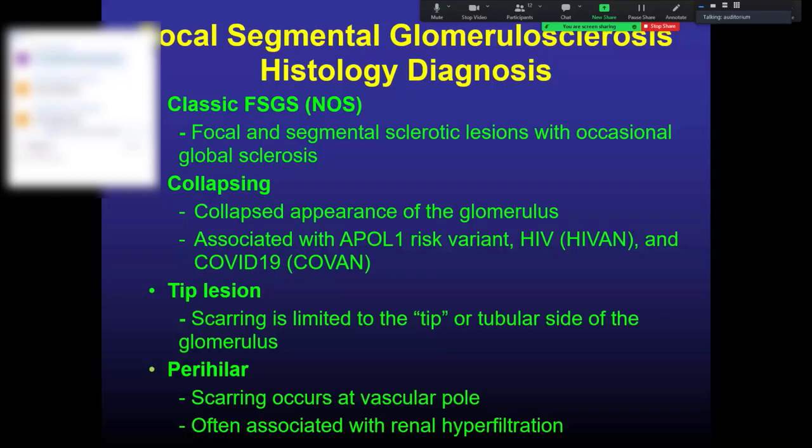So tip lesion, generally this is thought to be a little bit easier to treat than the classic NOS FSGS lesion.